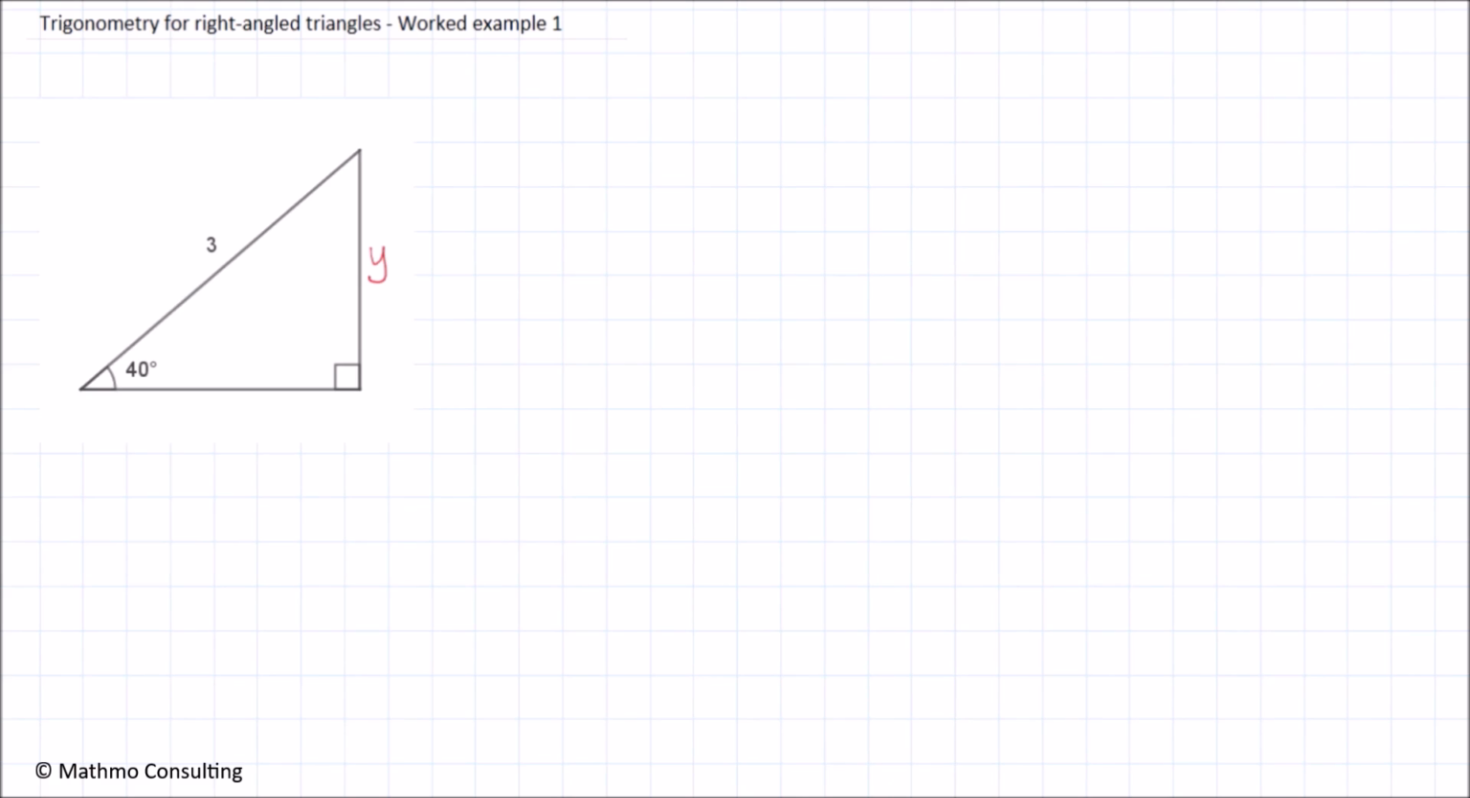Well, the side labelled y is called the opposite side because it doesn't touch the base angle. And the other side we know is called the hypotenuse. That's the longest side of the triangle. Now when we look at the mnemonic SOHCAHTOA, which I'll just write out for you now, S-O-H, C-A-H, T-O-A, then we can see that O and H correspond to the sine function.